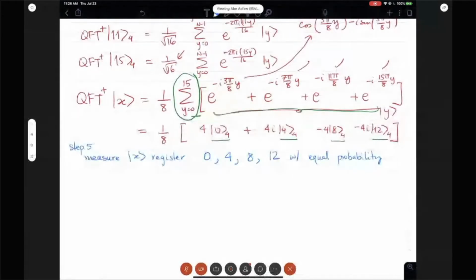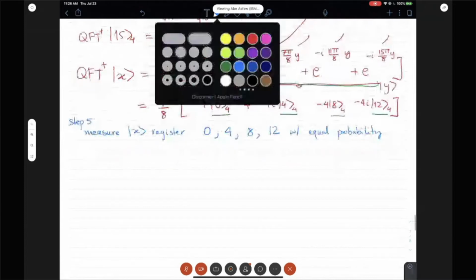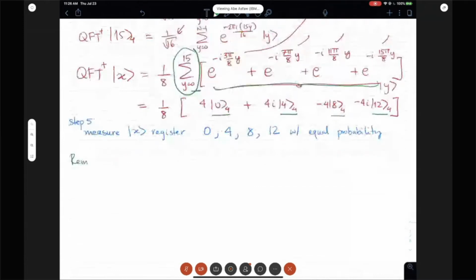At this point, you've done the quantum part of Shor's algorithm. What remains is now the classical post-processing. So now that you've measured 0, 4, 8, and 12, the remaining steps are all classical post-processing. And you can do all of this part after you've taken the result out of the quantum computer, on your own classical computer.